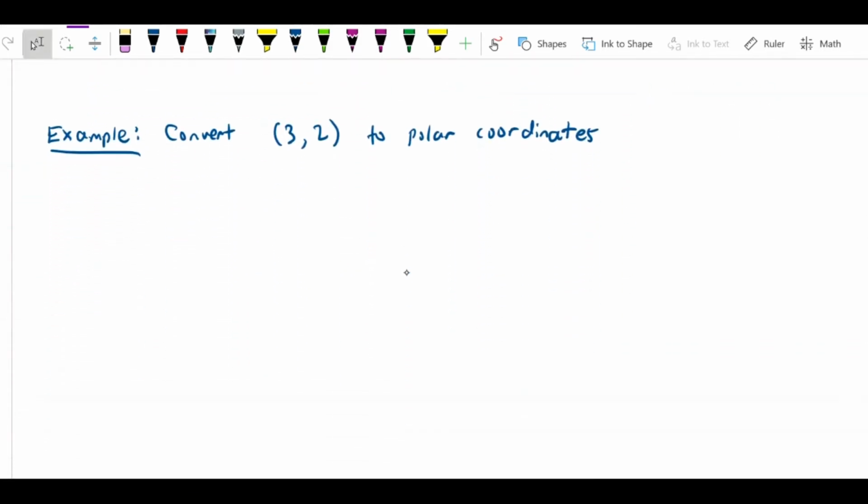So let's convert the point (3, 2) into polar coordinates. We're given the Cartesian point (3, 2) and need to convert it into polar coordinates. First, let's draw the point. So we have that point there. That's going to be (3, 2).